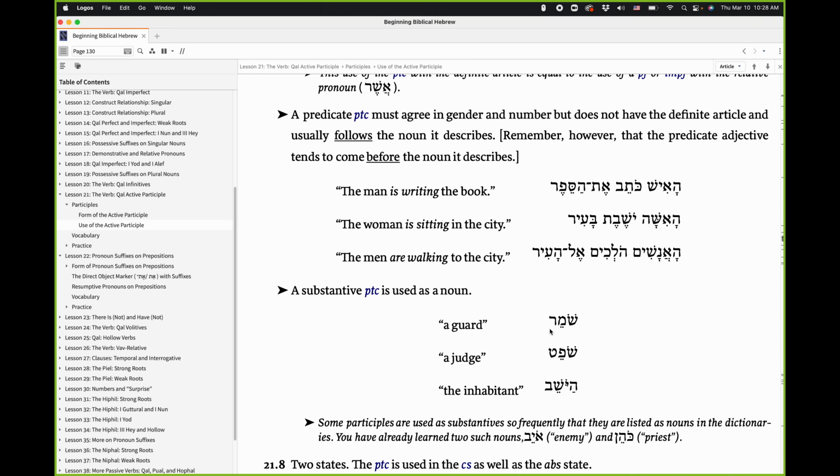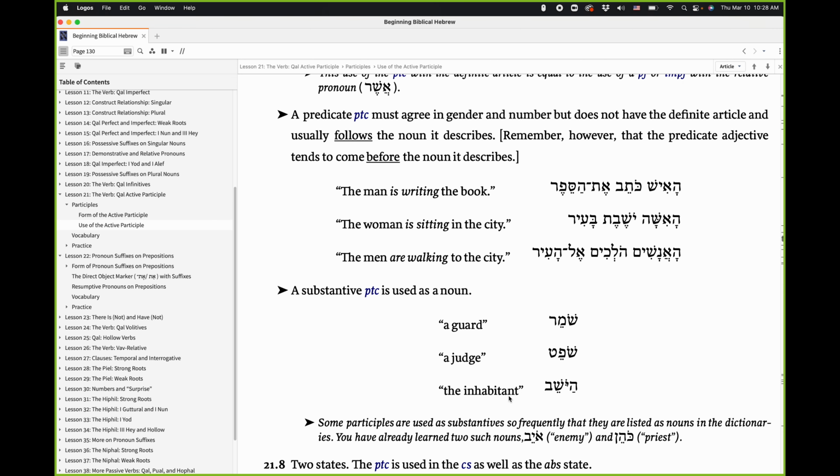You see here, shomer, a guard, ha shomer, with no noun being modified, would be the guard. Shofet, a judge, ha shofet, with no other noun being modified, that would be the judge. And then here we see ha yoshev, the inhabitant. This is actually the dwelling one, or you could say the dweller, but that's not really a word we use in English. We do use the word inhabitant, and so that's why a better English translation of this.